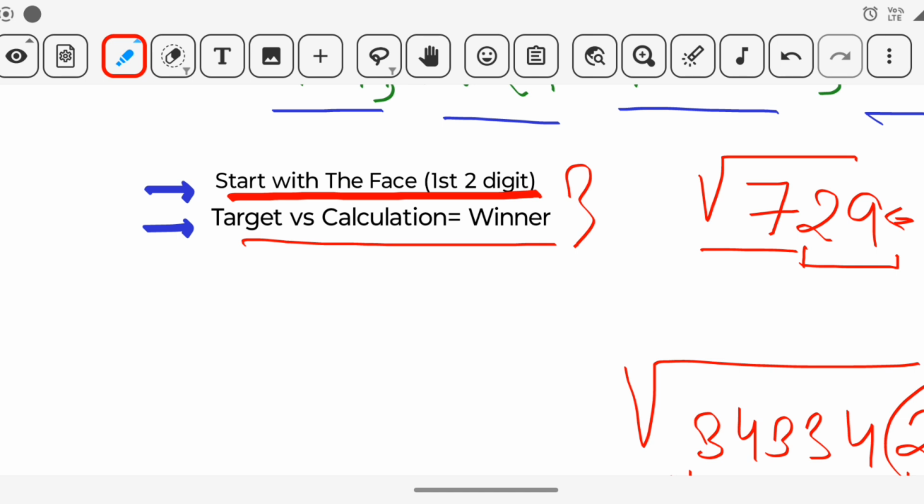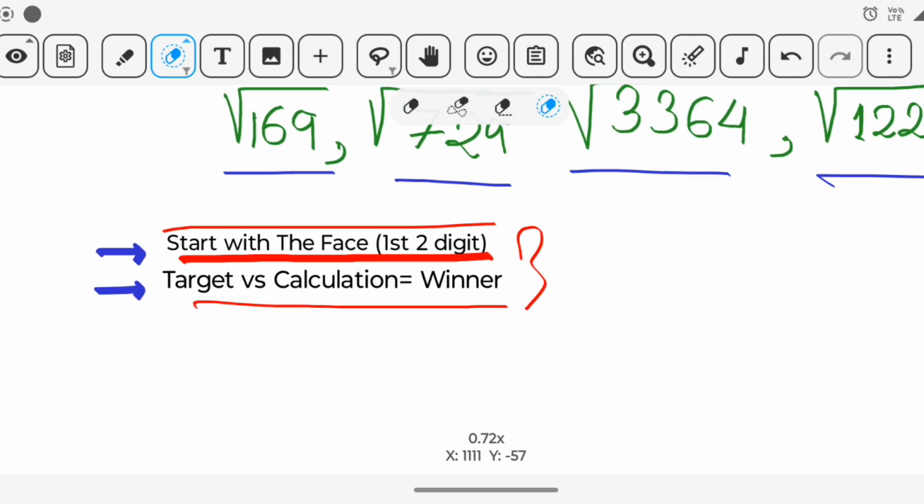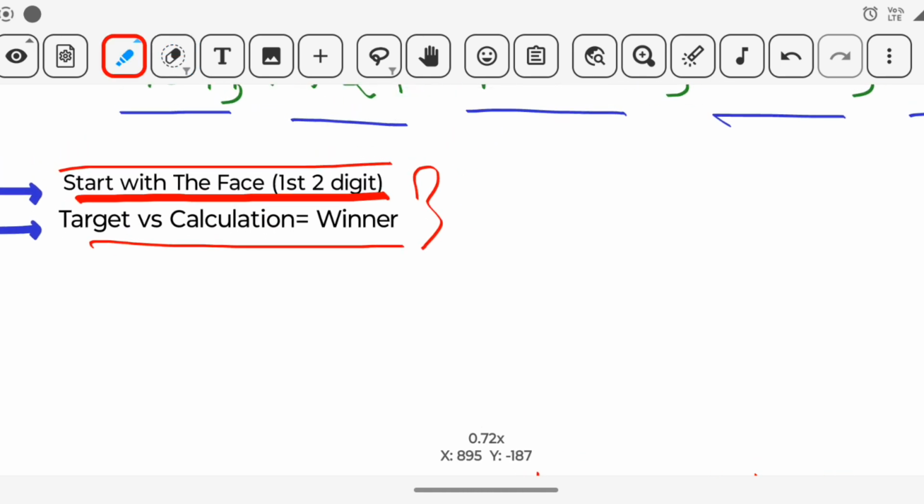The first rule is start with the face, that is the first two digits, and the second is target versus calculation equals the winner. So let's start the calculation. The first number that we are going to calculate is the square root of 169. So let's focus on this one.